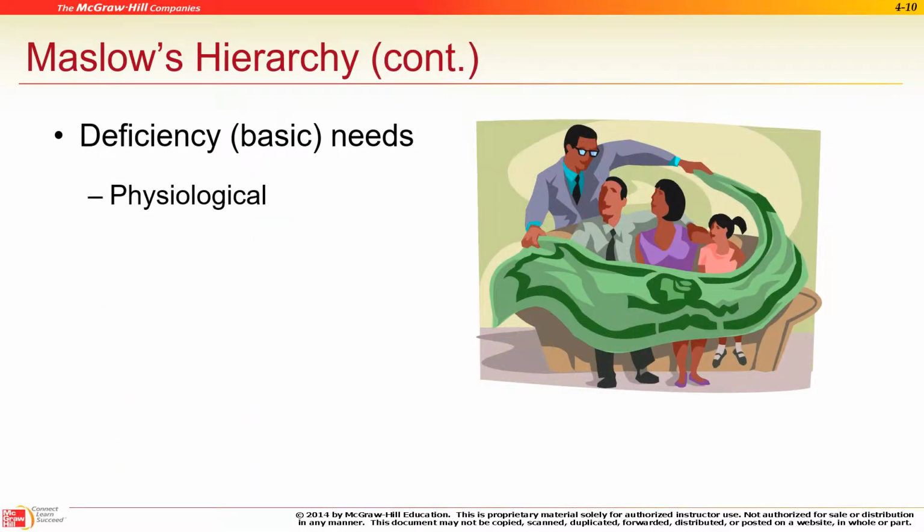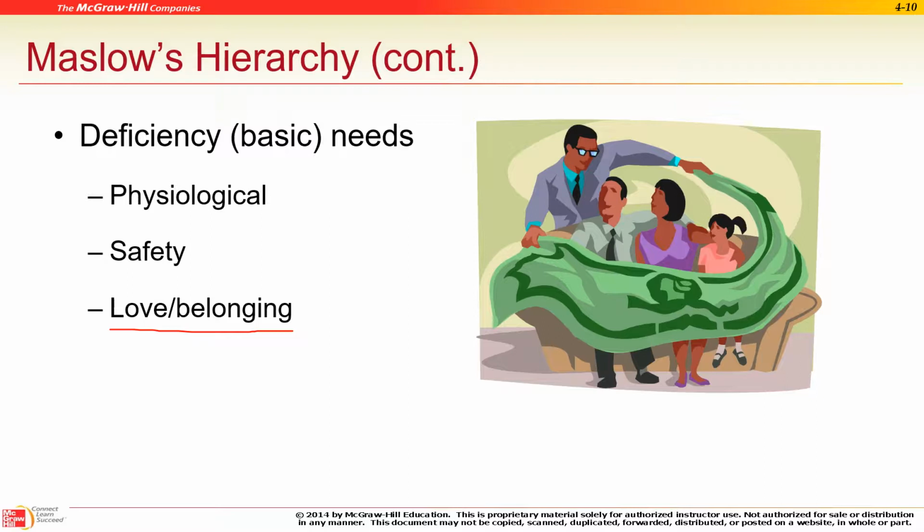Physiological needs. So this is food, shelter, water, temperature regulation, basic life-sustaining needs. Safety. So do you have shelter, a safe environment? And then people are tribal. We want to feel that we belong to a group. My team versus your team.